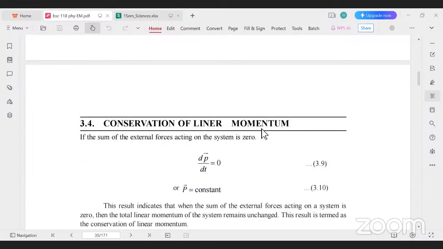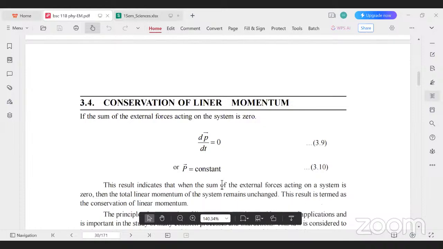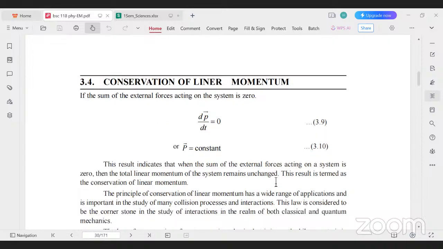Okay. So if the sum of the external forces acting on the system is zero, that is dP/dt equals zero. So P is constant. This result indicates that when the sum of the external forces acting on a system is zero, then the total linear momentum of the system remains unchanged. This result is termed the conservation of linear momentum. So why we are talking about this is to use it for the next and next steps.